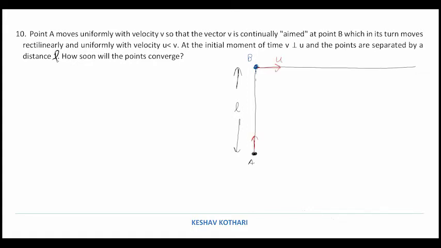Now it is said that the direction of A is always pointed in the direction of B. So as B changes its position, the velocity direction of A is also going to change, and we will see that the trajectory which it follows is something like this.